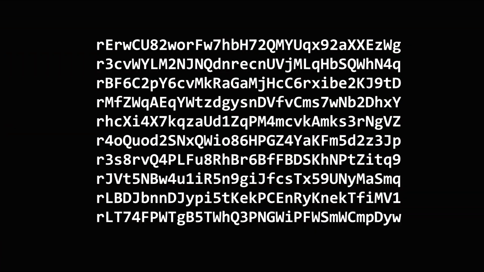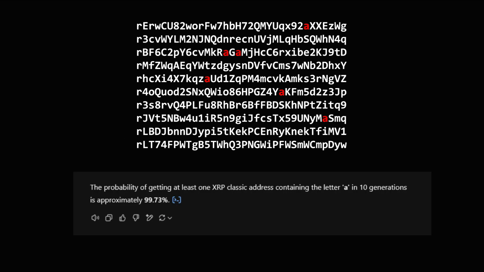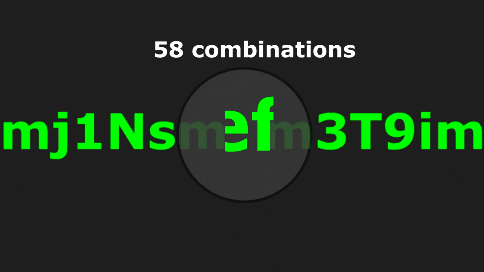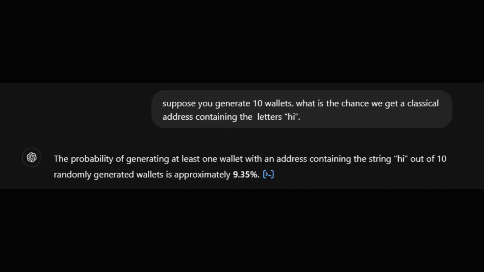Now what's the chance of just one of these addresses containing the letter A? Well, the probability is almost 100%. Public addresses are 34 characters long, and there are 58 possible characters: A, B, C, D, E, F, G, H, and so forth. The chance of hitting an A is incredibly high. This is not impressive, but what if we want to find the letters "hi"? Well, now we are down to a probability of 9.35%, according to ChatGPT.